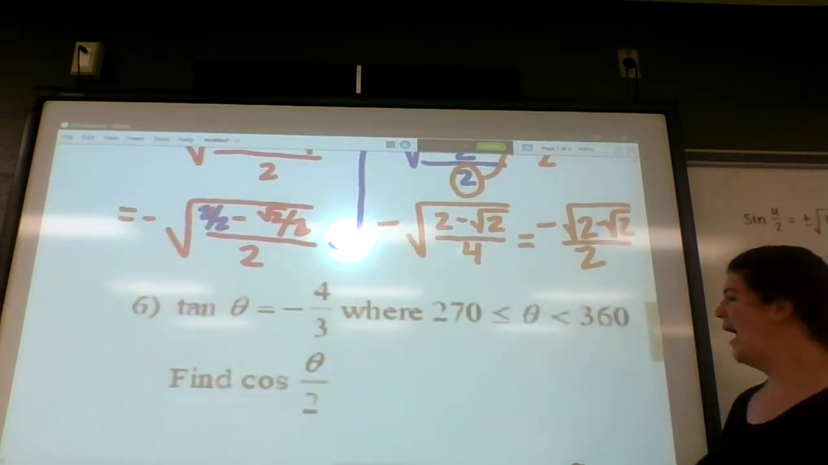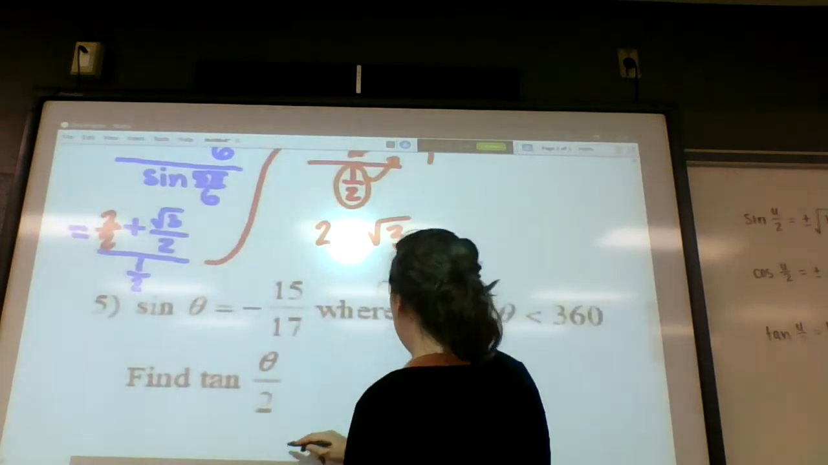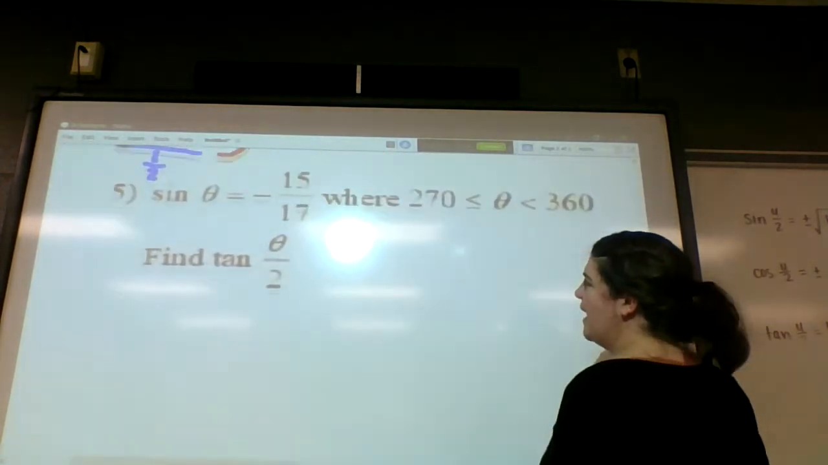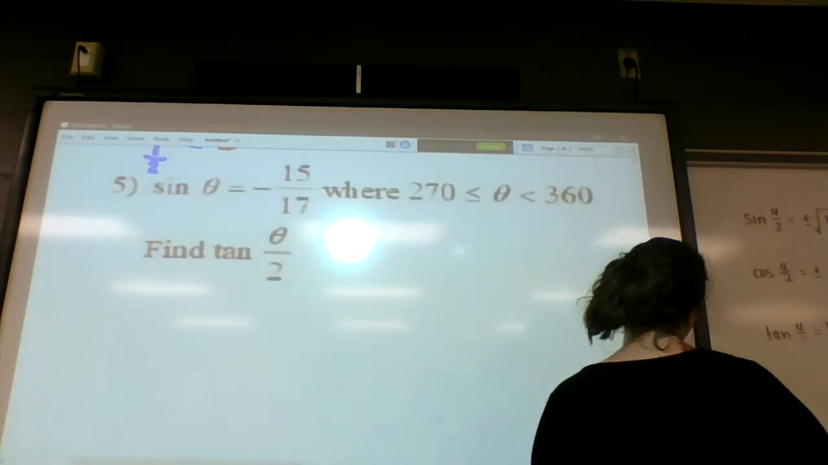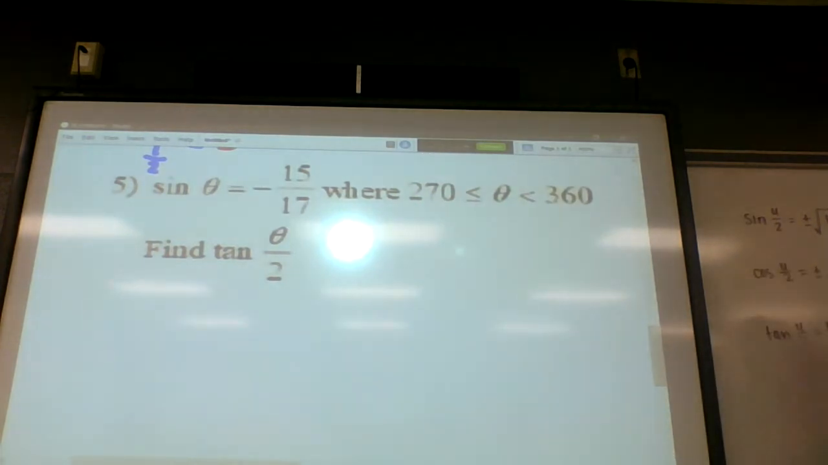All right. These can also carry into another type of problem. And these are similar to the ones that we did yesterday, where they don't tell us the actual angle. They just want us to figure out the tangent of what happens if we take that angle and cut it in half. They tell us the sine of the angle, and they tell us where the angle is located, so they give us some information.